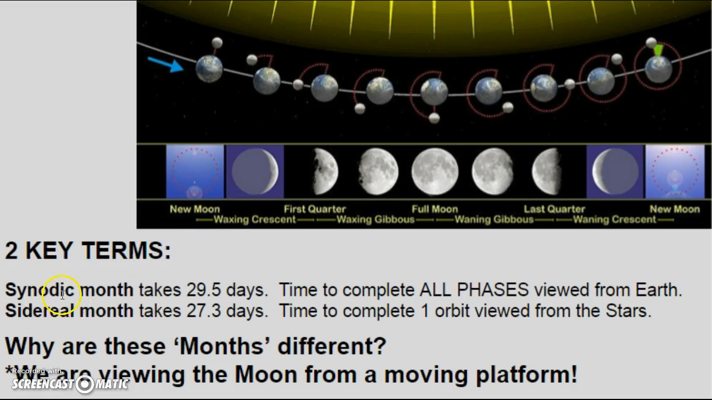So the two key terms: Synodic Month, 29.5 days, that's the time to complete all phases as viewed from an Earth observer. Sidereal Month takes 27.3 days. That's the time to complete one orbit viewed from the stars. So let's look at that in this picture up here. Let's start off at this picture right here.